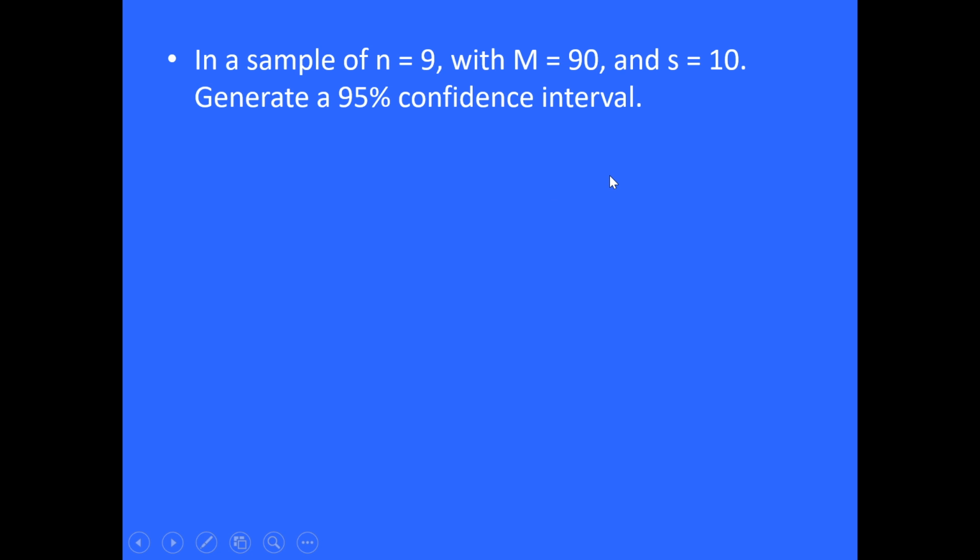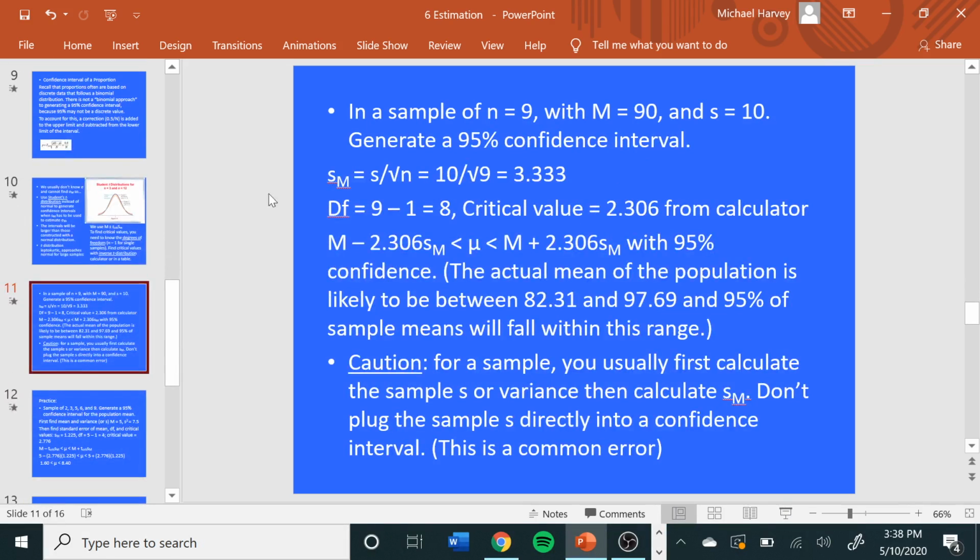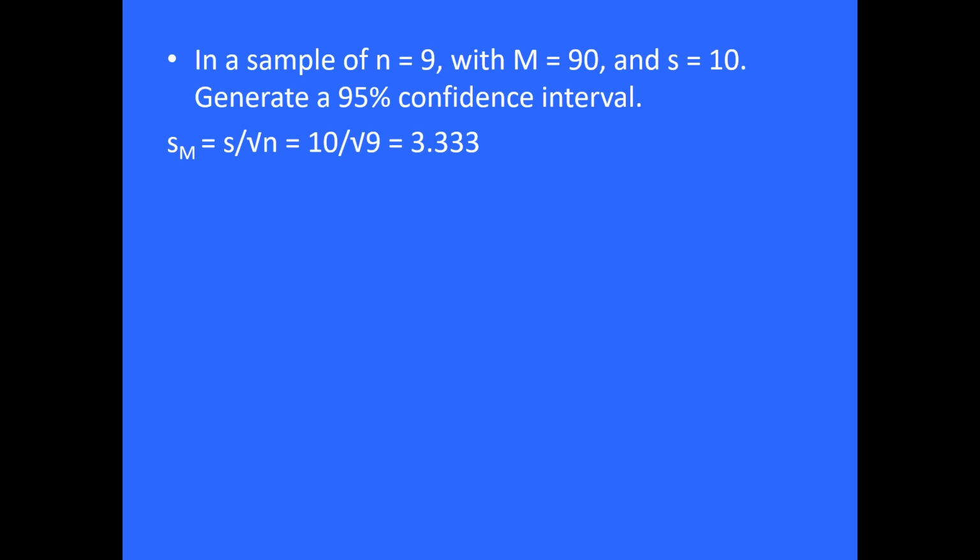Okay, well, let me show you. We're going to use that same formula. Whoops, hold on, I didn't mean to hit that button. Let me go back to where we are here. Okay, so first of all, we're going to need a standard error. You find a standard error the same way we've been finding a standard error. You take the standard deviation and you divide it by the square root of n. So in this case, we've got 10 divided by the square root of 9, which is 3.33333. I've rounded that one off.